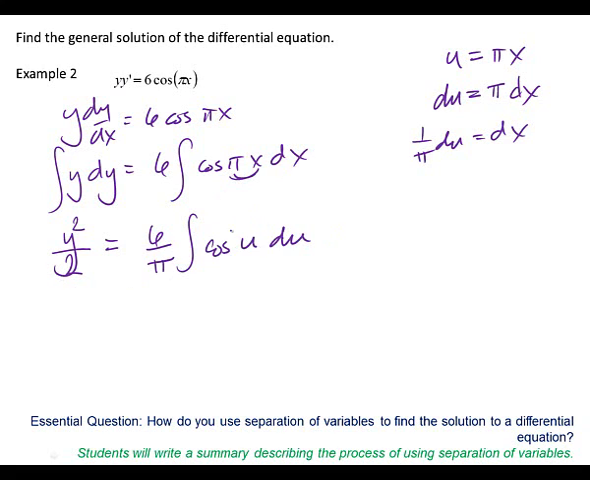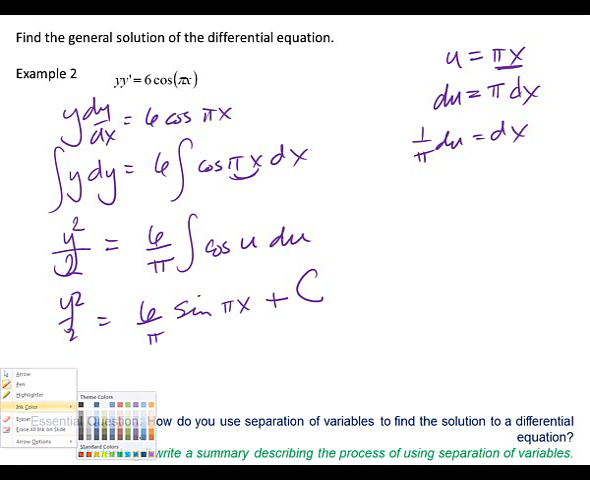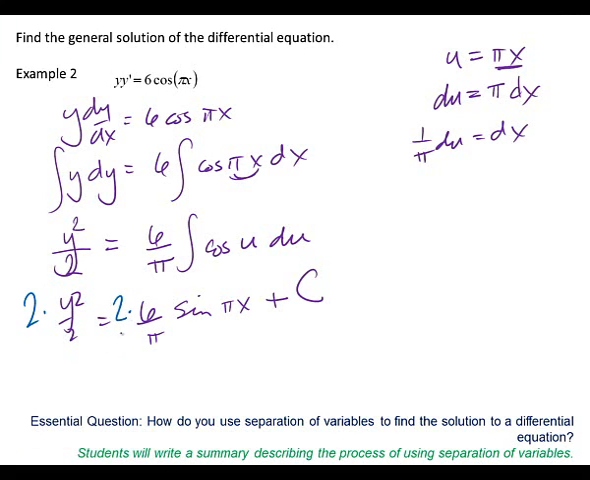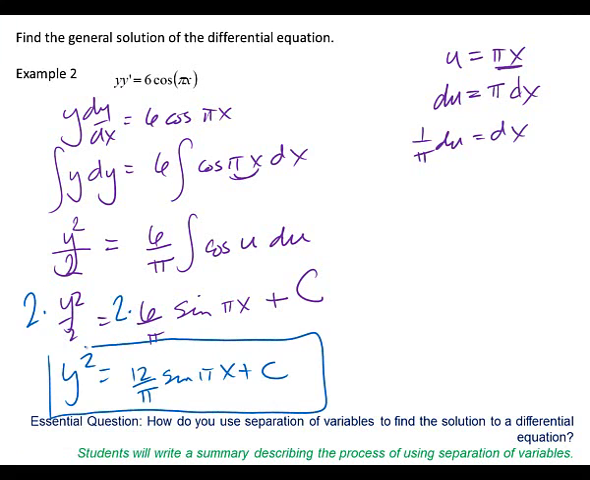Okay, so now let's integrate cosine. When we integrate cosine, what do we end up with? We end up with sine, that's right. What am I putting in instead of u? Pi x plus c. I don't think we're going to have a c sub 1 on this one. The only other thing I would do is get this 2 out of the denominator. How do we get that 2 out of the denominator? Multiply by it. So we'd end up with y squared equals 12 over pi sine pi x plus c. They let you leave it squared. I don't know why, but they do.